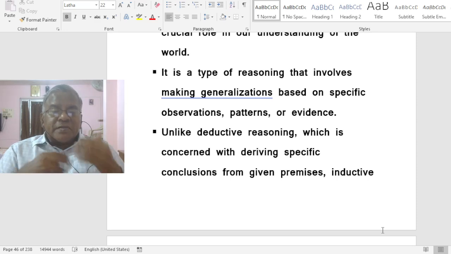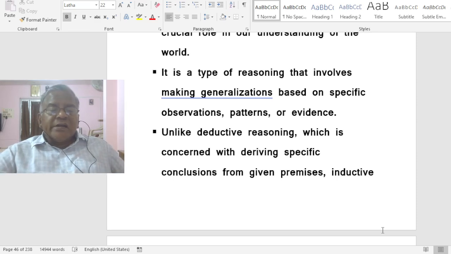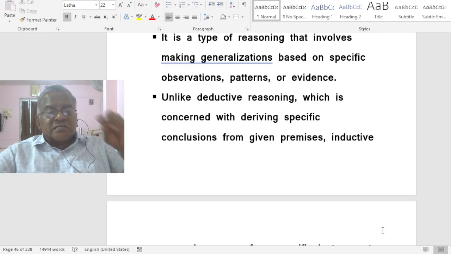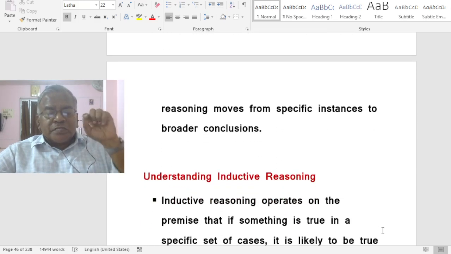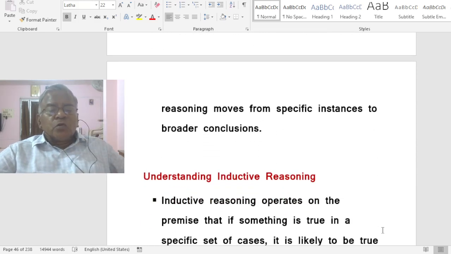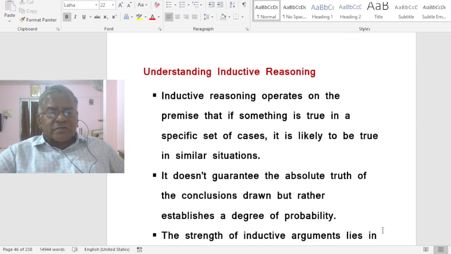It is a type of reasoning that involves making generalizations based on specific observations, patterns or evidence. Unlike deductive reasoning, which is concerned with deriving specific conclusions from given premises, inductive reasoning moves from specific instances to broader conclusions. Let us see what it is. How to understand inductive reasoning?